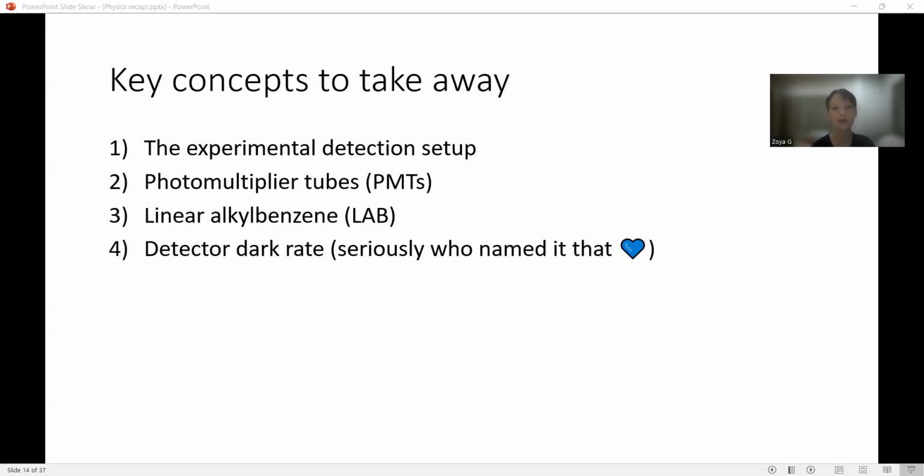Within the calculations in this paper, LAB is treated like regular old benzene, presumably to compare with previous results, which also use this, perhaps assumption would be the right word, but in earlier papers, the detectors did actually use benzene, so yeah.